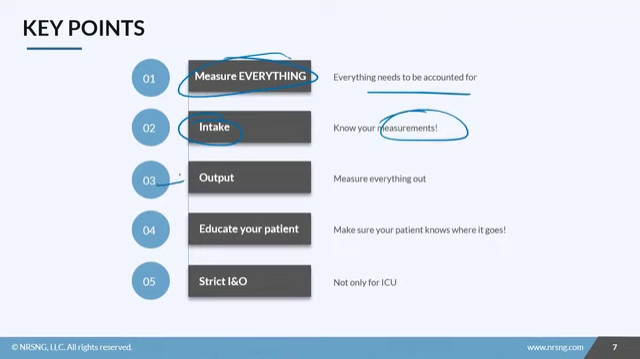Always make sure that you're measuring your patient's output. You want to measure everything in and everything out. So these are your drains, all of your containers that they've got. If you've got this oozing wound, make sure you're measuring absolutely everything.